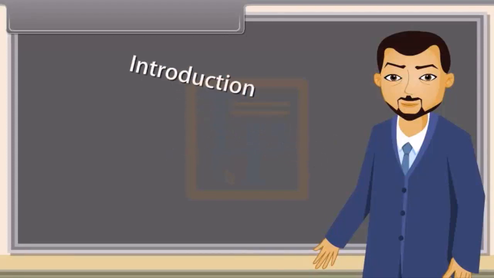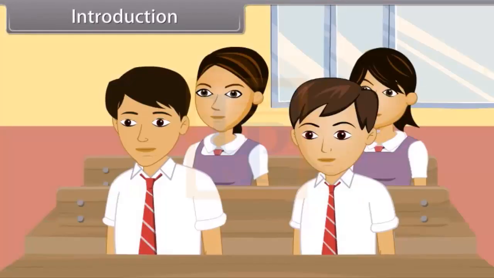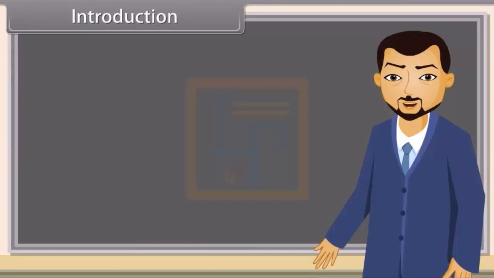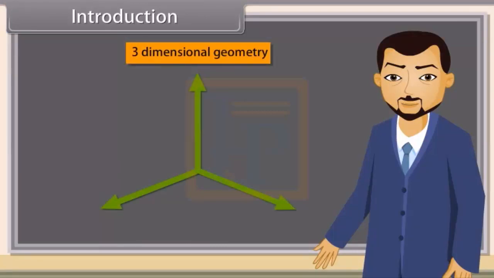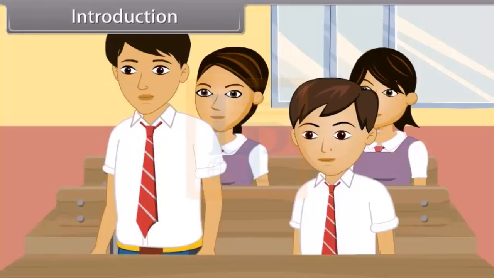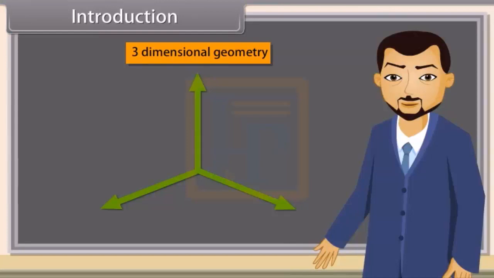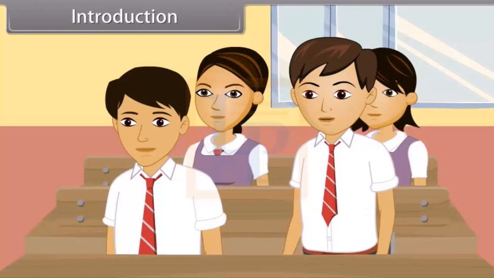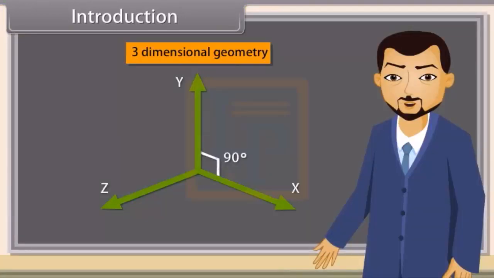Introduction. Hello students. Today we will learn three-dimensional geometry. Do you know what three dimensions are? Teacher, in three dimensions we consider x, y and z axis. Very good. What is angle in between these three axes? Teacher, the angle in between the axes is 90 degrees. Well said. So let's move further.